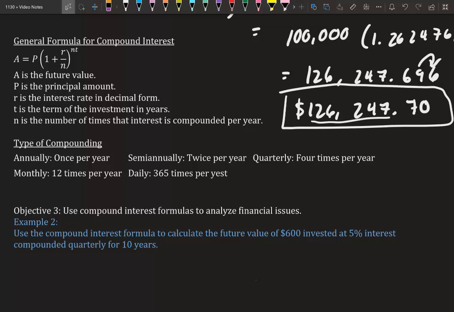So types of compound: annually is once a year, semi-annually is twice a year, quarterly is 4 times a year, monthly is 12 times a year, daily is 365 times per year.